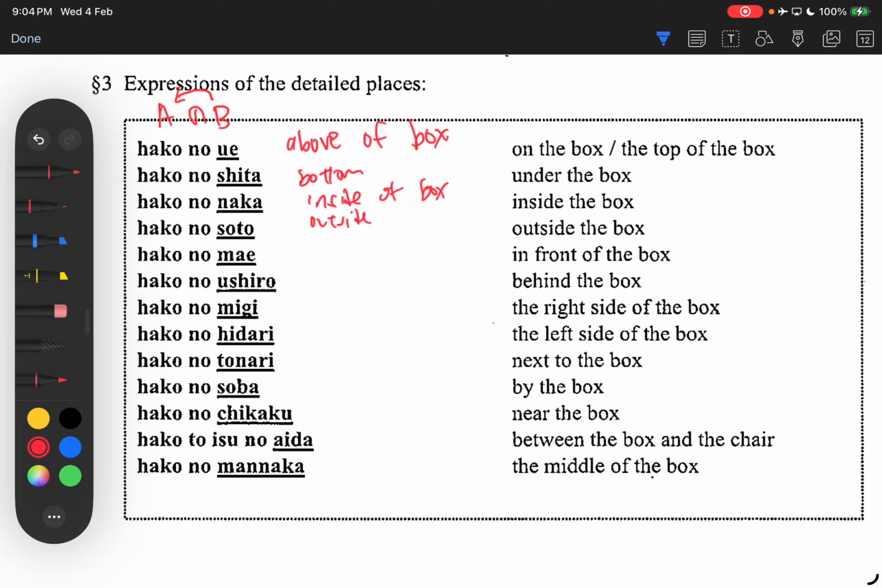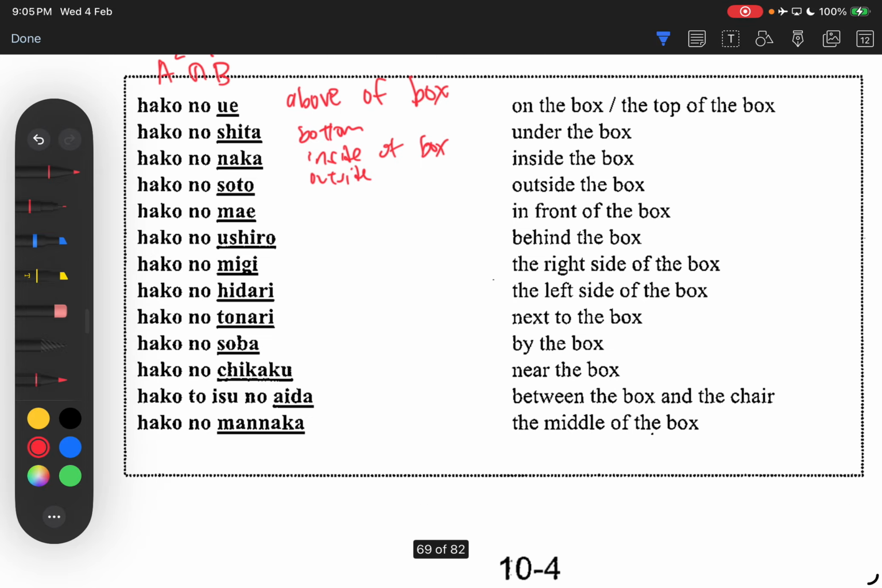Of course, we don't say contradicting positions. We don't say it is above and bottom of the box, like hako no ue no shita. It's up or down? We don't say things that are confusing, that are contradicting each other. However, we can say bottom of right, that means bottom right. But we don't say up bottom. Of course, we can say outside bottom also, outside center also.